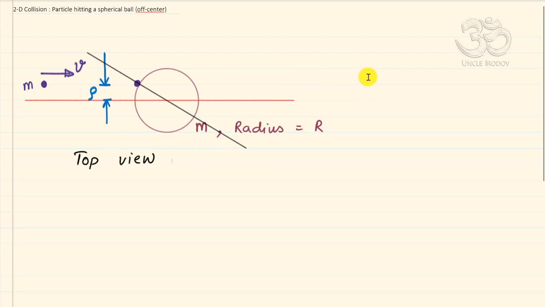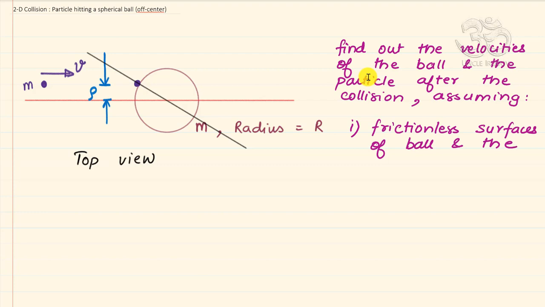So the question is, in fact it doesn't make sense to say that there is a frictionless surface of particle, but then we are just trying to say that there is no frictional force acting between the ball and the particle. And second, assume it to be a perfectly elastic collision, e is equal to 1. So these are the two assumptions that we have been given, and they are asking us to find out the velocities of the ball and the particle immediately after the collision. So what do we do?